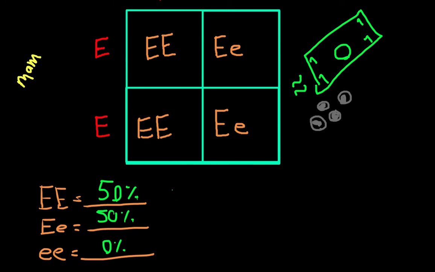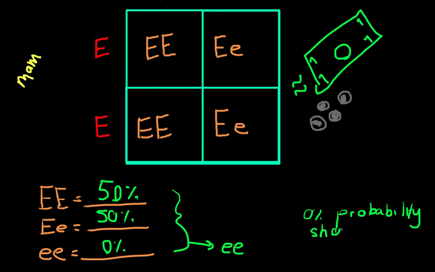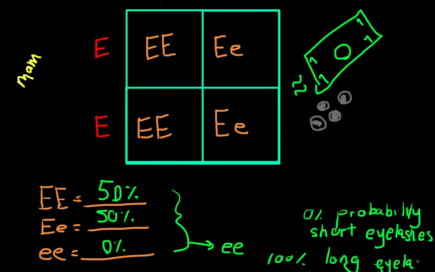When it comes to the phenotype, though, the only way they're gonna have short eyelashes is if they have this kind of genotype, because long eyelashes are dominant. So in other words, there is a 0% chance, it's a probability, that these kids will have short eyelashes, and 100% chance, because 50 plus 50, of long eyelashes. And we're done.